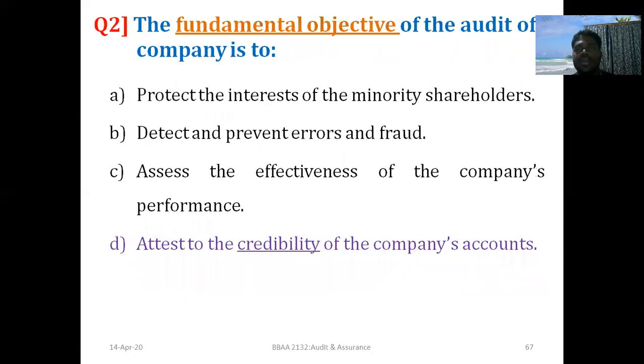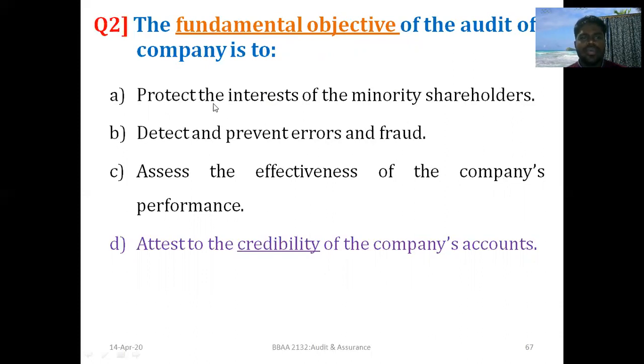So we do the second question. The second question says, the fundamental objective of the audit of a company is to... there's a fundamental objective. So you can underline the key term, objective of audit of a company. We discussed in the handout, no? The audit of a company, the primary and secondary objectives we discussed. Four answers are given. Out of these four answers, we have to choose the best answer.